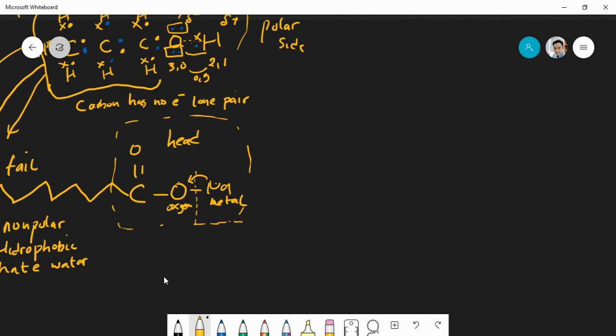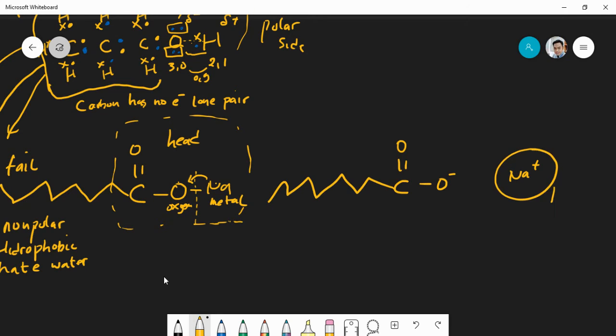So this is C, then O, then this oxygen, and then this is the tail. The tail is just carbon-hydrogen bonding. Because of the electronegativity, sodium will give an electron to oxygen. The oxygen becomes negatively charged, and the sodium becomes positively charged. Remember, this is a permanent charge, because the difference of electronegativity between sodium and oxygen is really high.